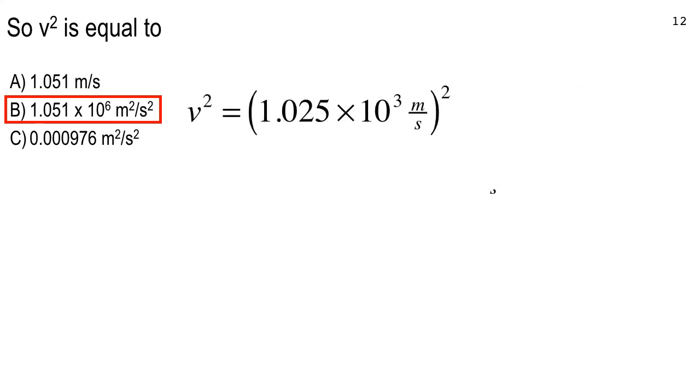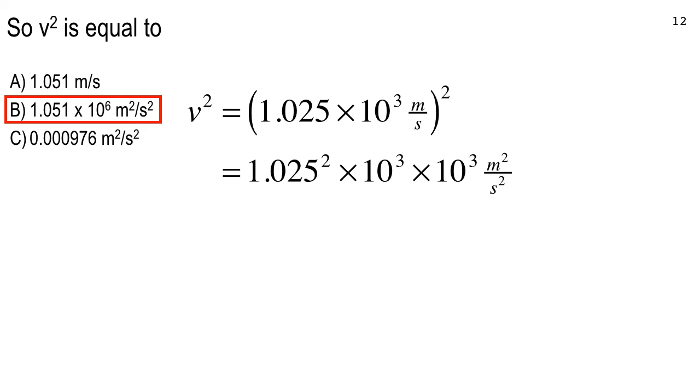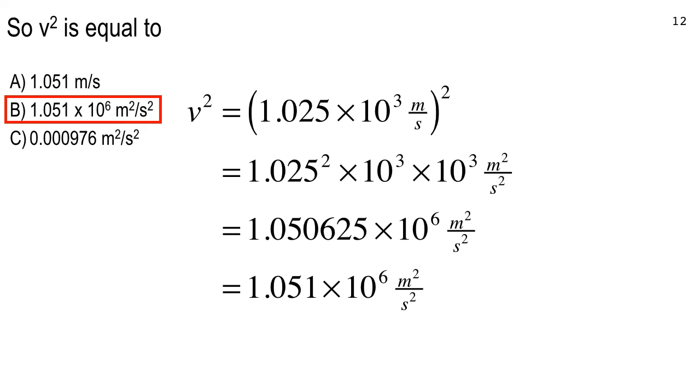Anyways, here's the calculation. Go ahead and jot this down in case you got it incorrect. 1.025 times 10 to the 3 meters per second, quantity squared. So 1.025 is going to be 1 point something, and it works out to 1.051. And then here's my two factors of 10 to the third. 10 to the third squared is 10 to the sixth. So here's my full answer. And then to bring it down to four significant figures, 10.51 times 10 to the sixth.